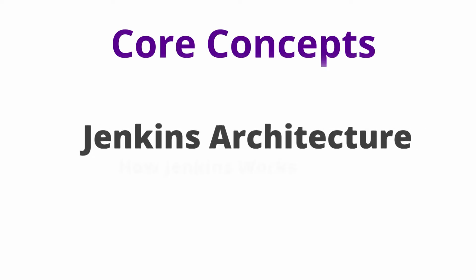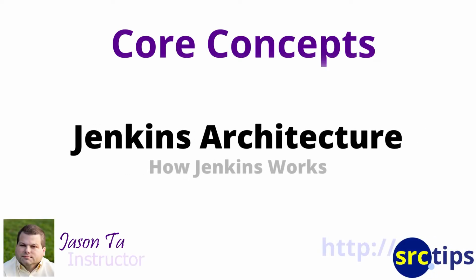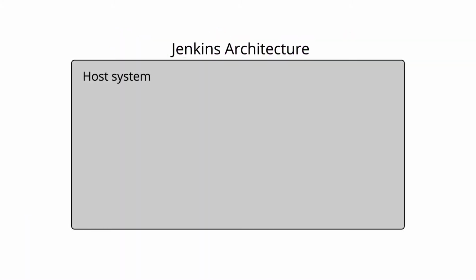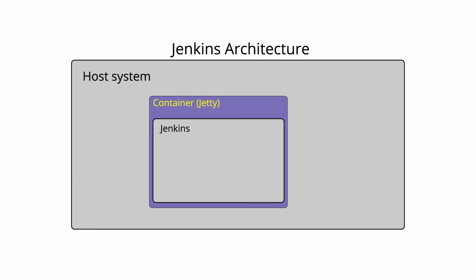Let's look at how Jenkins works by reviewing Jenkins architecture. As any software, Jenkins has to run on a host system. This system determines which installer is used for Jenkins and the tools available for Jenkins to use. Jenkins runs on top of a Java web application container or application server. By default, this is Jetty. The Jenkins installer provides a packaged version of Jetty in which Jenkins will run.